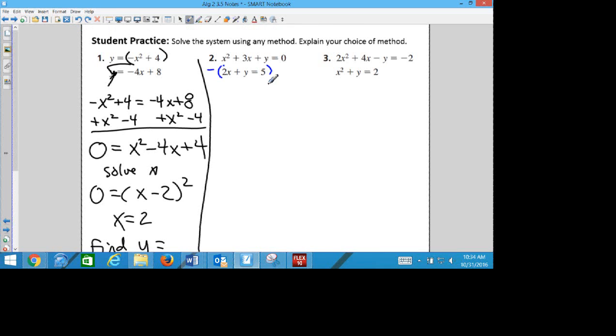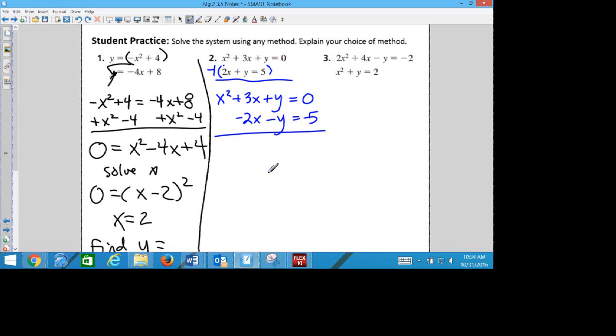Multiply by negative 1. So I'm going to rewrite both equations so that I can line up the stuff that is like. What happens if you forget to multiply by negative on like the 5? Everything's going to be wrong, isn't it? We have to be very careful and take our time.